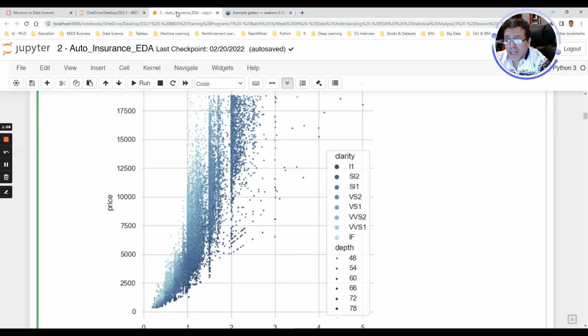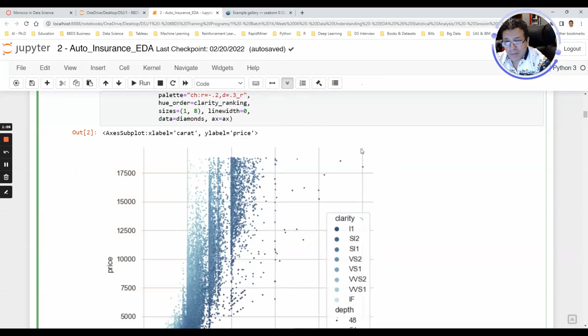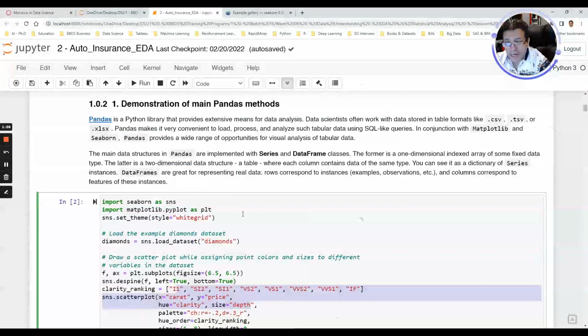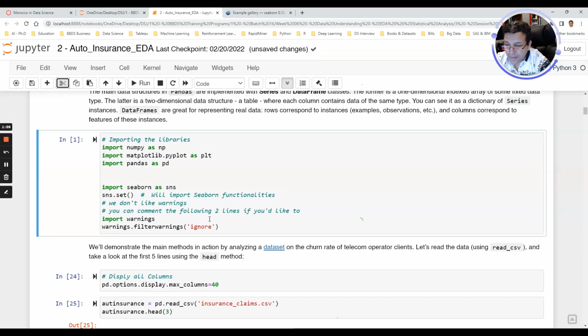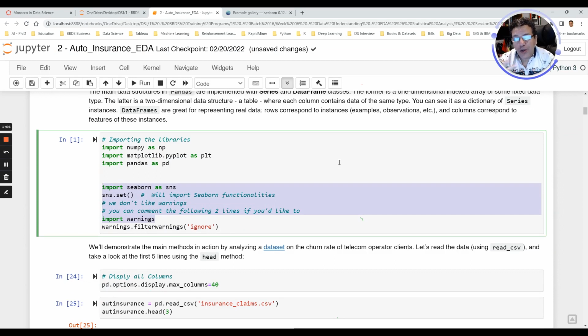So Seaborn is built on top of Matplotlib. Matplotlib is the main library we are going to use for data visualization. So if you have codes that you already used in Matplotlib, if you have the codes.